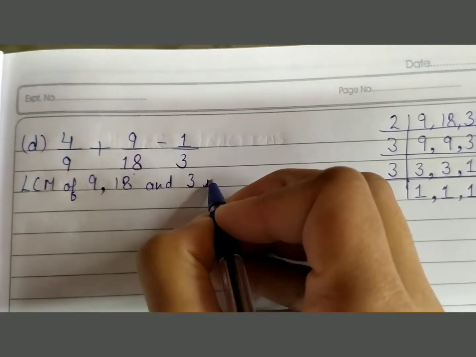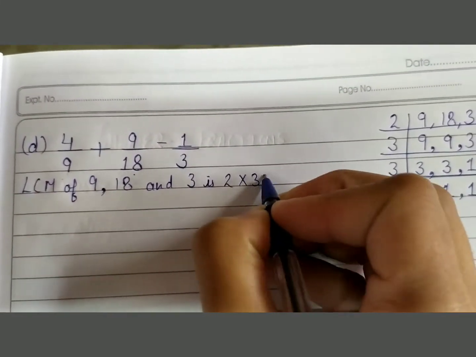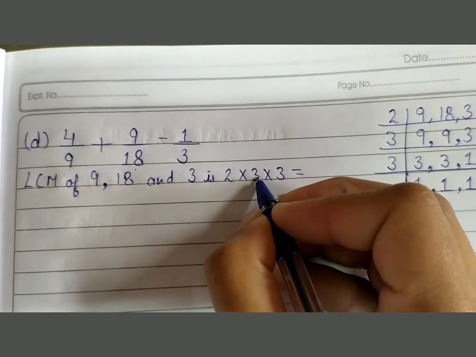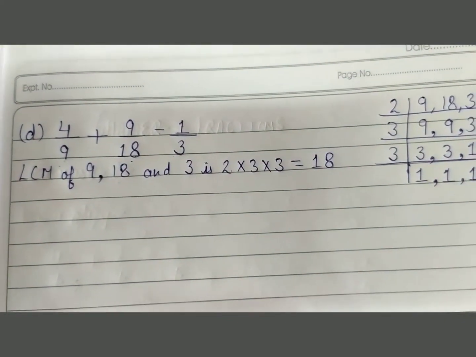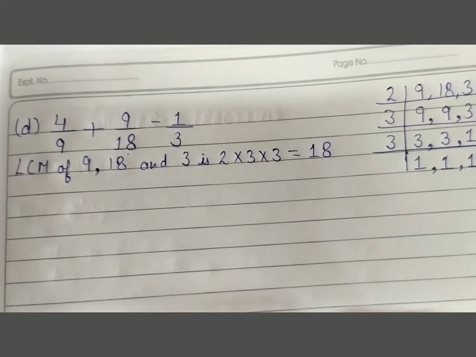LCM is 2 multiply 3 multiply 3. 2 3s are 6, 6 3s are 18. Your LCM is 18. Children, 18 is a common denominator. Write 18 in the denominator.